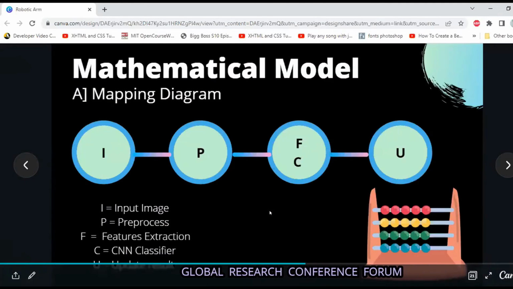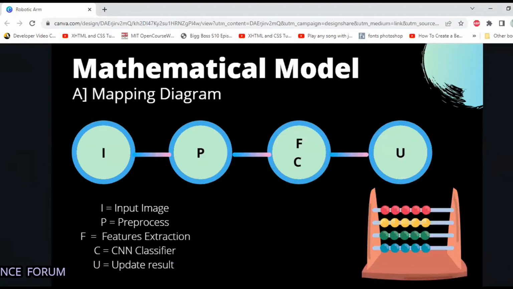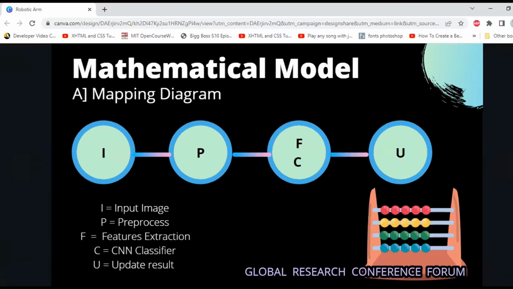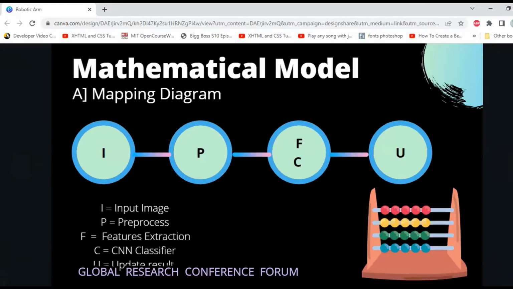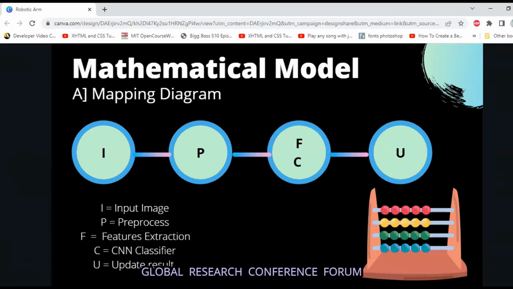Mathematical model: we are using a CNN algorithm in this process. What we do is we take images first. We feed these images to the computer to let it know what gesture will do what. Once the images are fed to the computer, it remembers them. And next time, using that gesture, we can operate our robot.